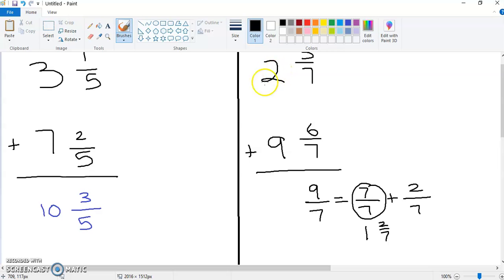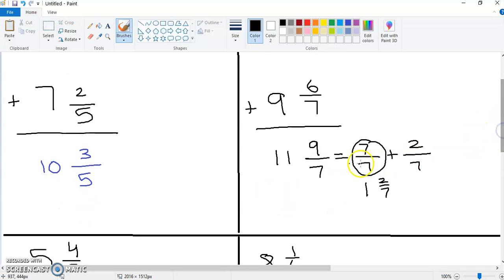Now you can add the 2 plus 9. Well, 2 plus 9 is going to be 11. So it would have been 11 and 9/7. However, now we know we have 11. So we'll bring the 11 down here. We have 1, so we'll add the 1. And we have 2/7. So we take our whole numbers, 11 plus 1. We add the whole numbers, that's 12. And our fractional part is 2/7.